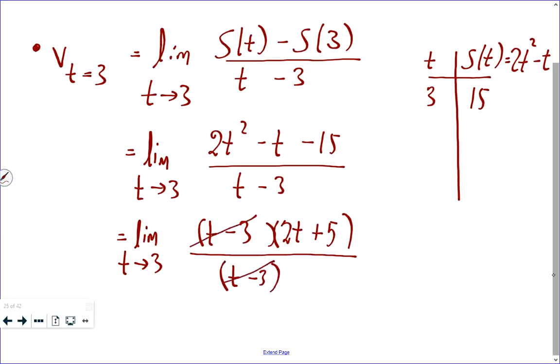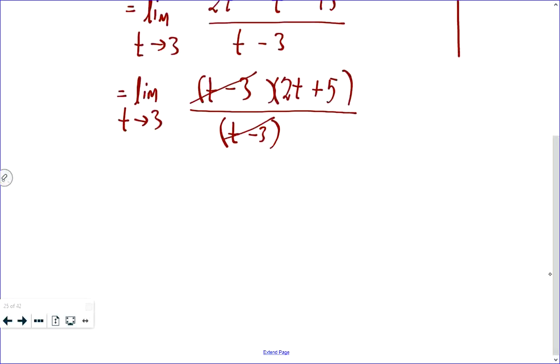And again, the factors cancel. Now we can put 3 in for t and get 2 times 3 plus 5. Is that 11 meters per second?